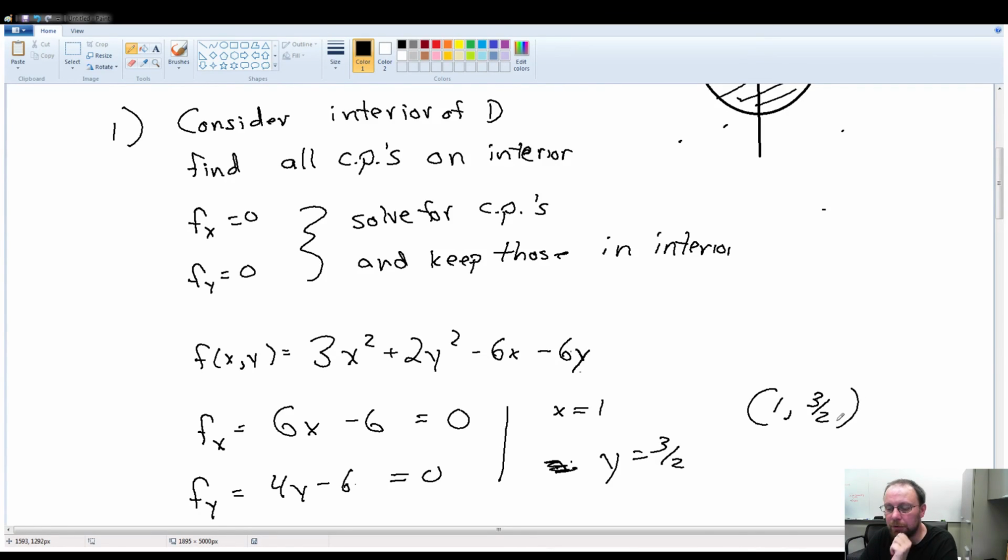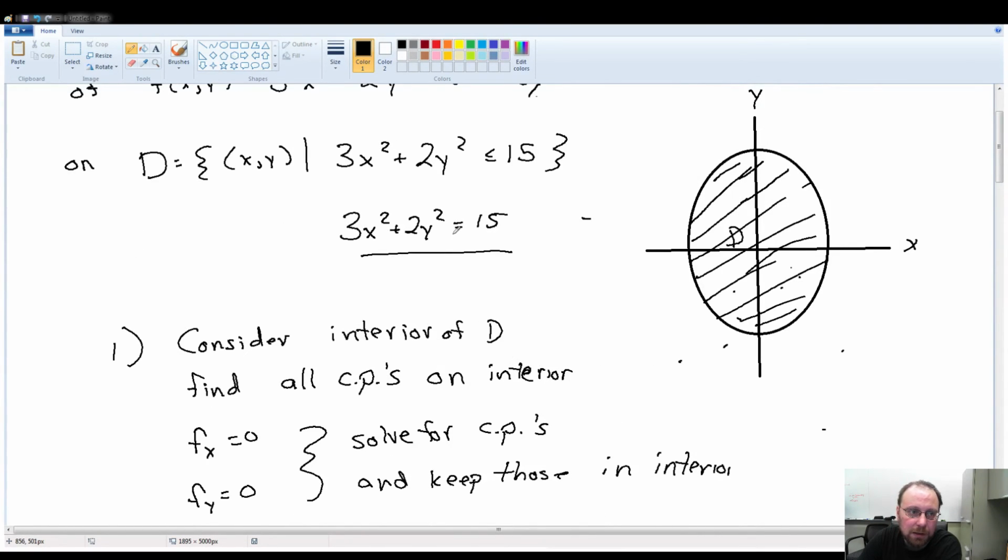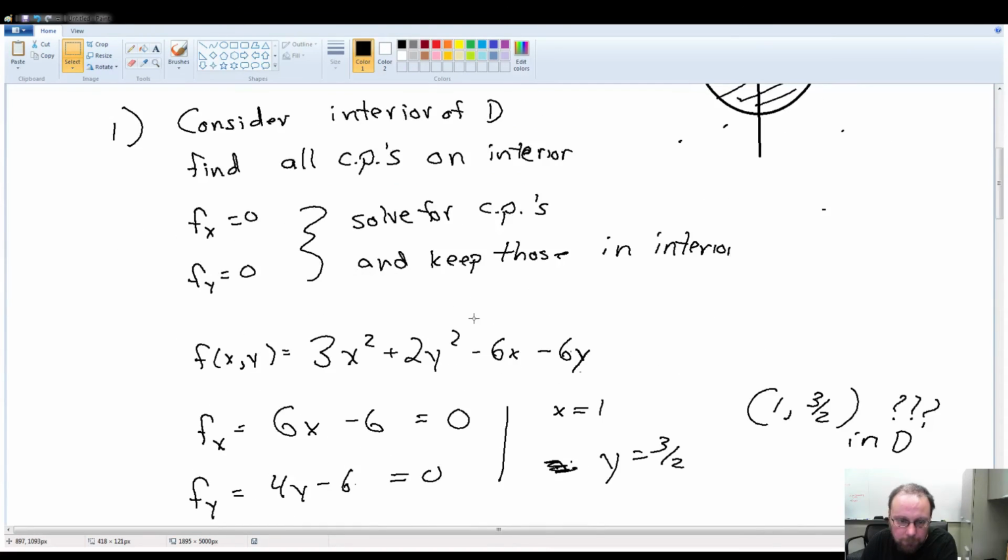But is it inside our region of interest? Is it inside region D, as we called it? So how do we check? Well, we simply check whether that inequality holds, whether our point satisfies this inequality. Because if it does, it's inside our region.